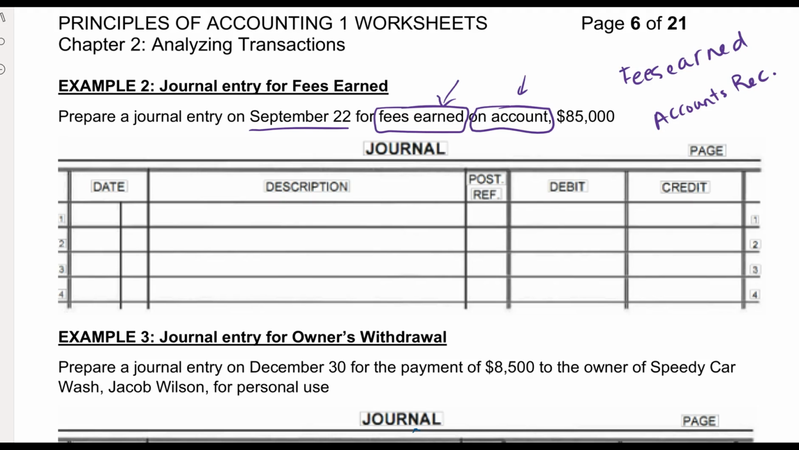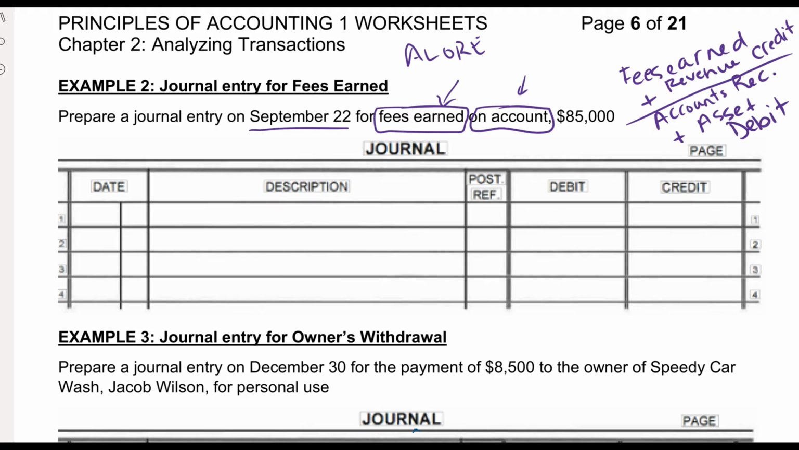So is our fees earned account increasing or decreasing? It's increasing. Accounts receivable is also increasing. And the step where we determine what type of account it is out of ALORE, fees earned is a revenue account. Accounts receivable is an asset account. So how do we increase revenue accounts? Do we increase them with a debit or with a credit? Look back at page 2, and you'll see that we increase revenue accounts with a credit. And you remember we increase asset accounts with a debit.